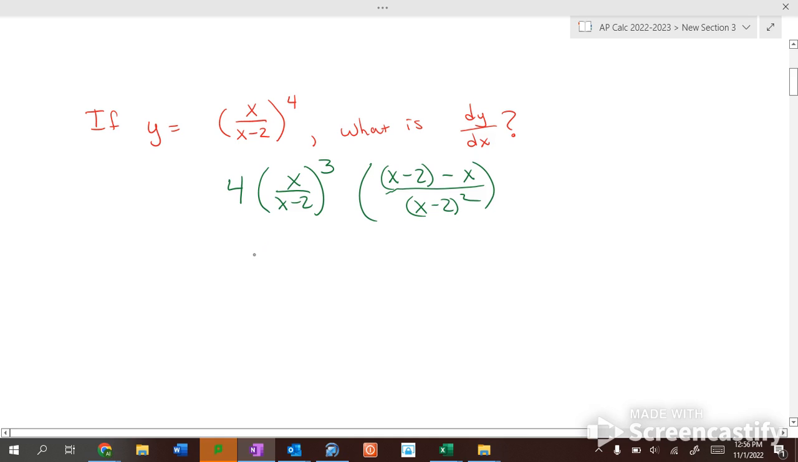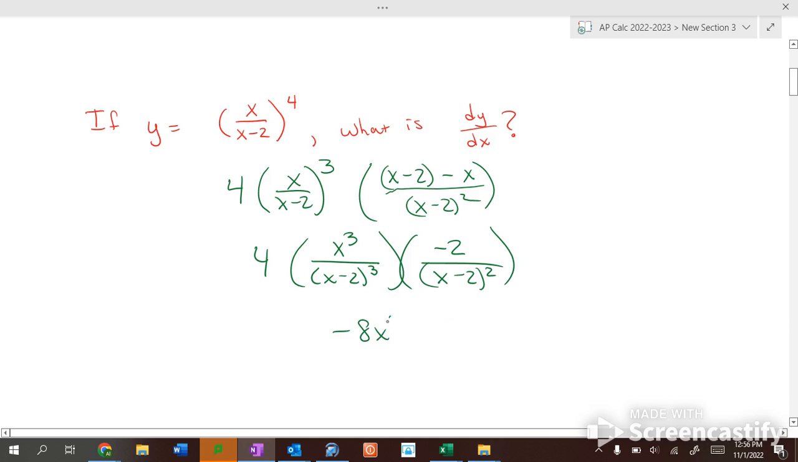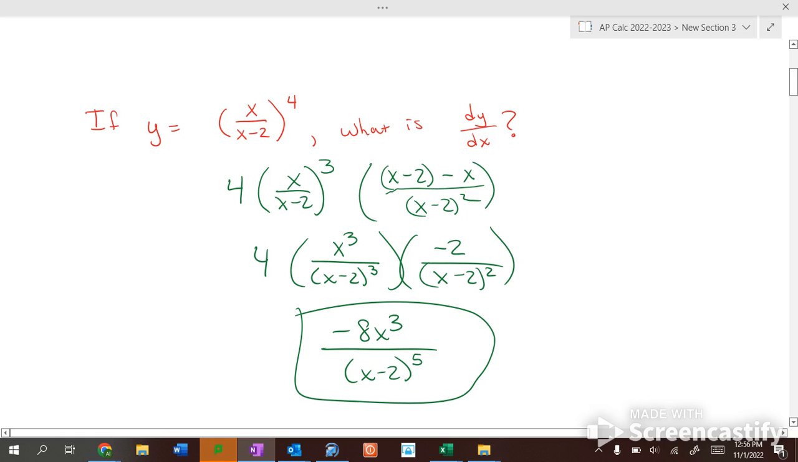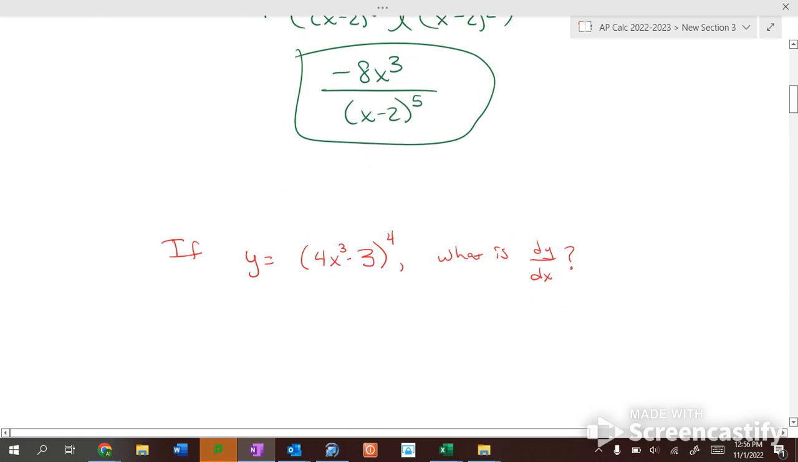So this one takes a little bit more work here. So it's 4, and then what I'm going to do is write it as x cubed over x minus 2 cubed. And then what's x minus 2 minus x? Negative 2 over x minus 2 squared. So in the end, this becomes negative 8x cubed over x minus 2 to the fifth. You good? Okay.